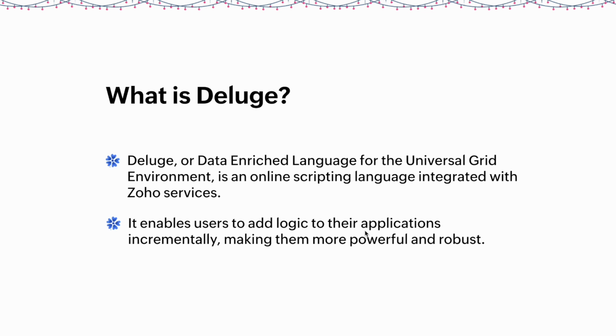Now, what is Deluge? Deluge is our proprietary scripting language. It enables users to manipulate the data, to do things that normally the UI doesn't allow us to do. So in short, that's basically what it is.